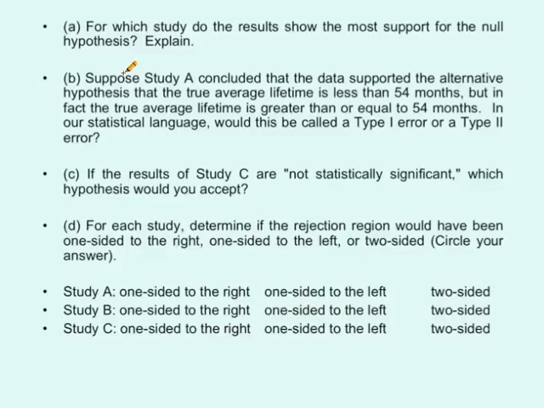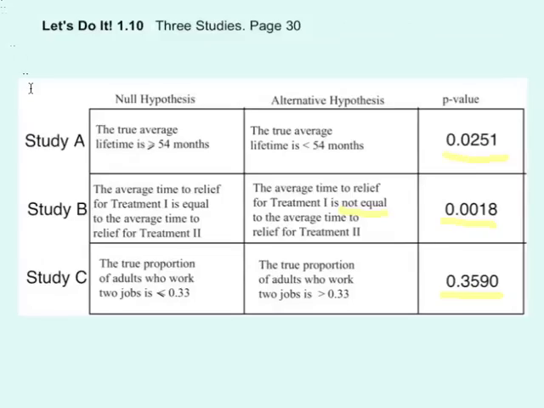All right, so what they ask us to take a look at here is, first of all, for which study do the results show the most support for the null hypotheses? Explain. Okay, now remember what we've talked about is that when you're talking about support for the null hypothesis, that means I failed to reject the null or I'm accepting the null. Now, when does that occur? Well, that occurs when we have a rather large p-value. Large p-values support the null hypotheses. So of the available p-values that we have here, the largest of these, which shows the most support for the null hypothesis, would be Study C, okay?